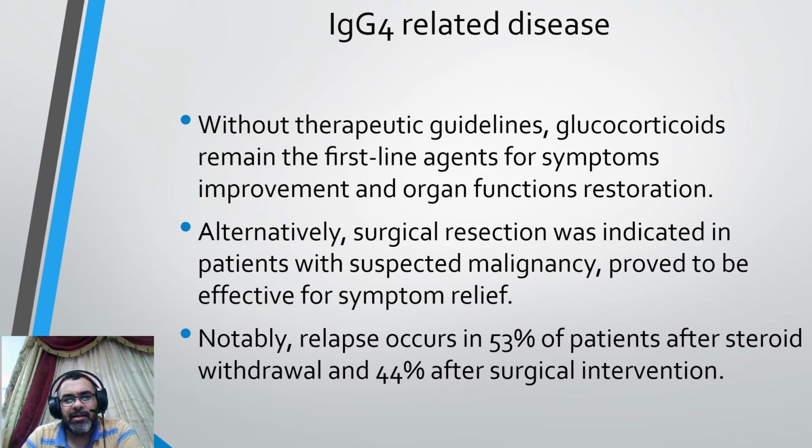Without therapeutic guidelines, glucocorticoids remain the first-line agents for symptom improvement and organ function restoration. Alternatively, surgical resection, indicated in patients with suspected malignancy, proved to be effective for symptom relief. Notably, relapse occurs in over 50% of patients after steroid withdrawal and 44% after surgical intervention, because this is an autoimmune disorder and needs lifelong or at least very long-term therapy.